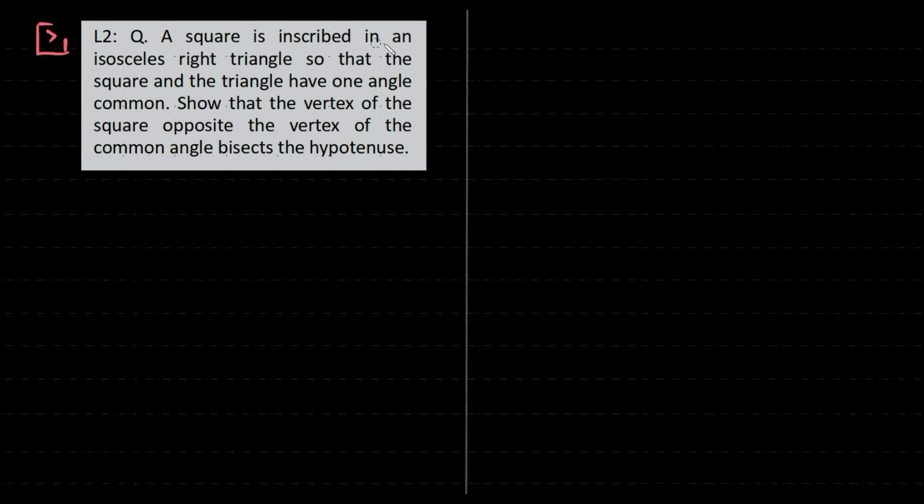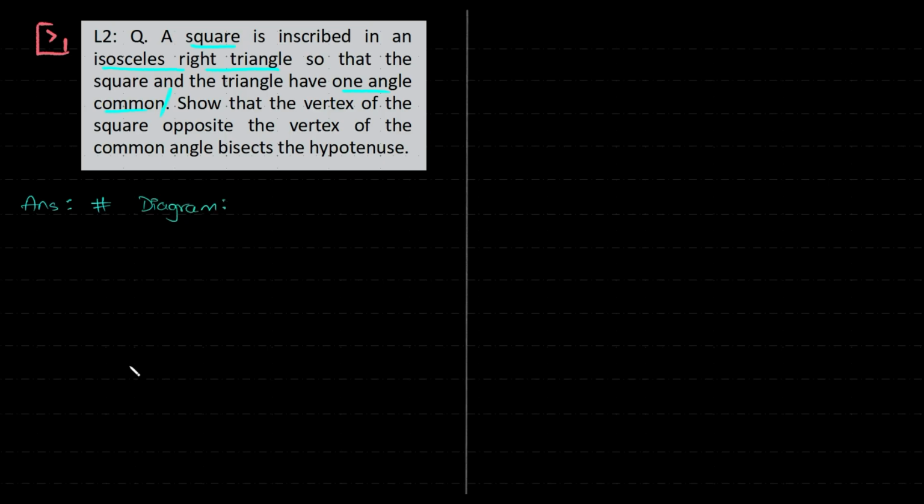A square is inscribed in an isosceles right triangle so that the square and the triangle have one common angle. So let's draw the figure first, then we'll think about what it is that we need to prove and all of that.